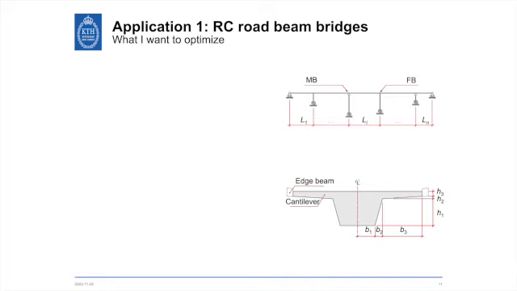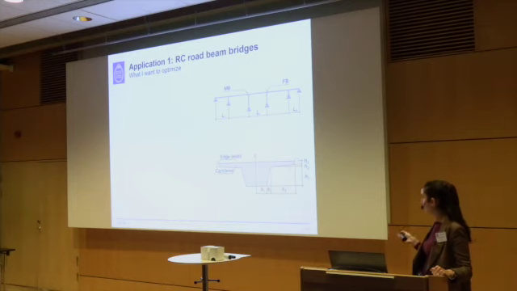So this is what the static system looks like, or can be schematically modeled as. A continuous multi-span beam over several piers with different types of connections between superstructure and substructure. And this is what the cross-section would look like. We're talking about full concrete with reinforcement made of traditional steel.